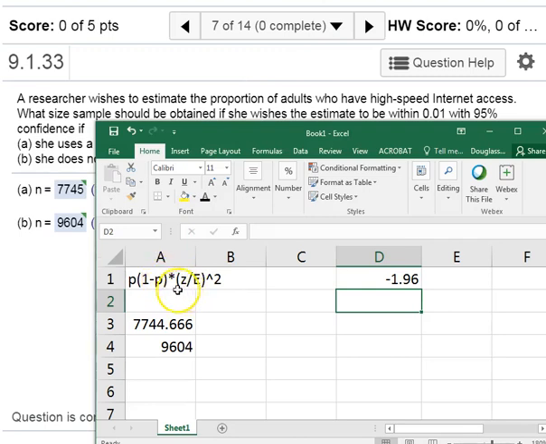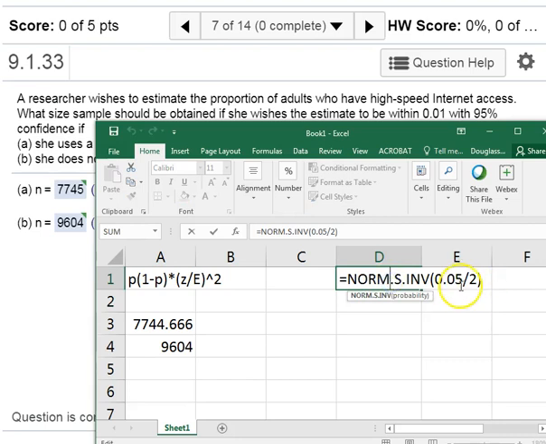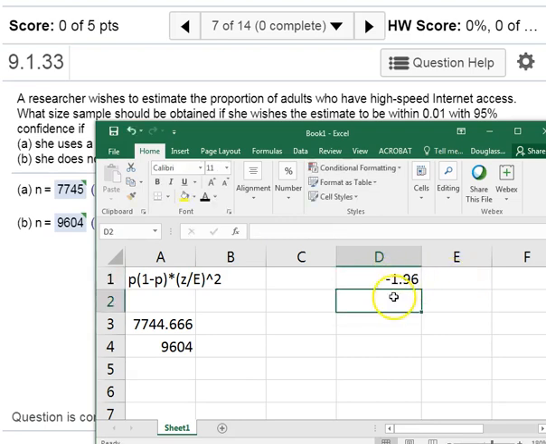One thing I want to start off doing is the z alpha divided by 2. So alpha would be 5% if we have a 95% confidence level. There's 5% then in the tails. So divide that by 2, and we can use this formula in Excel. Normal distribution inverse of 5% divided by 2. And it says the critical value is 1.96. So that's what I'm going to use for z. It doesn't matter if you use negative 1.96 or positive 1.96 because we will be squaring the answer. So either way, we'll end up with a positive result.